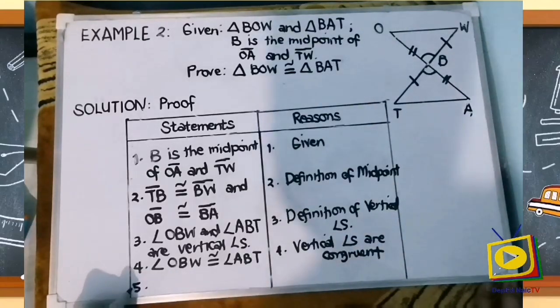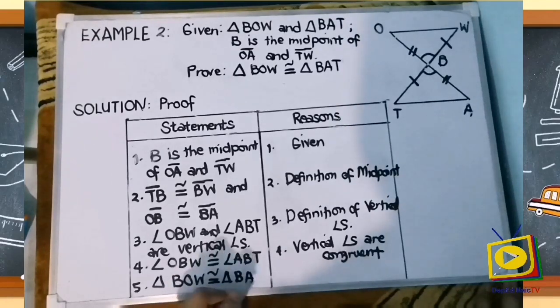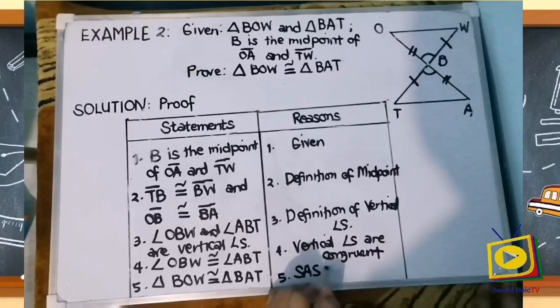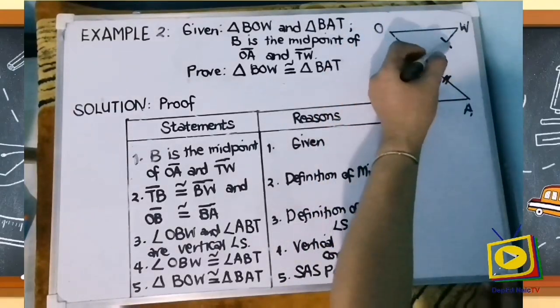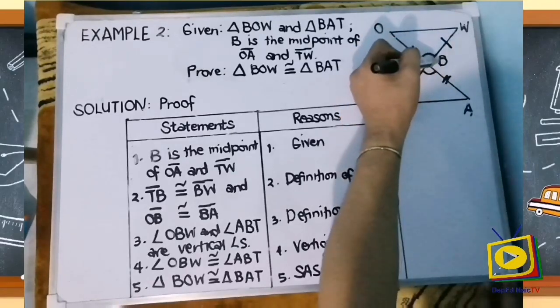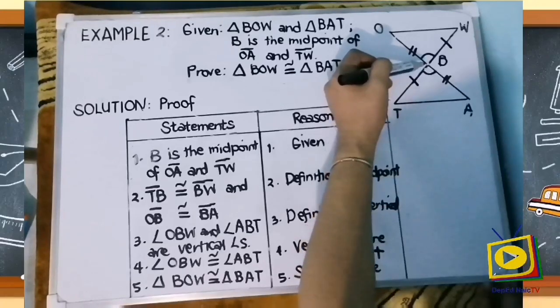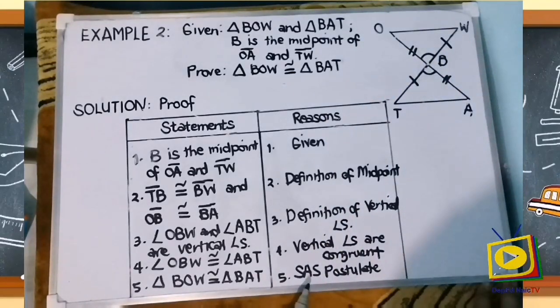And for our last statement, we can say that triangle BOW is congruent with triangle BAT. So our reason is by applying the SAS postulate. We have here two sides which are congruent, BW and BT, BO and BA, and then we have an included angle that is congruent, OBW and ABT. So therefore, it is proven that the two triangles are congruent by applying the SAS postulate supported by statements 2 and 4.